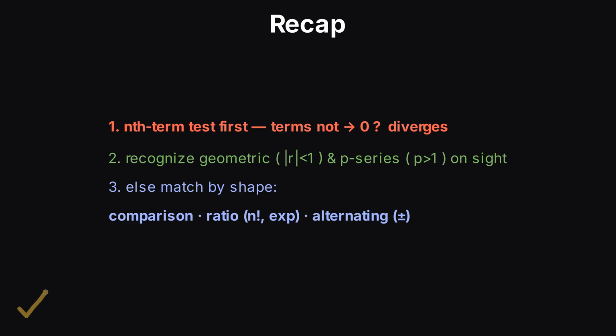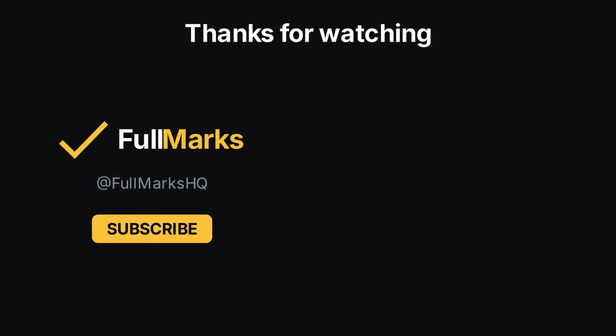After that, match the test to the shape: comparison, ratio, or alternating. One flowchart, every test in its proper place. Choosing the right test is half the battle.